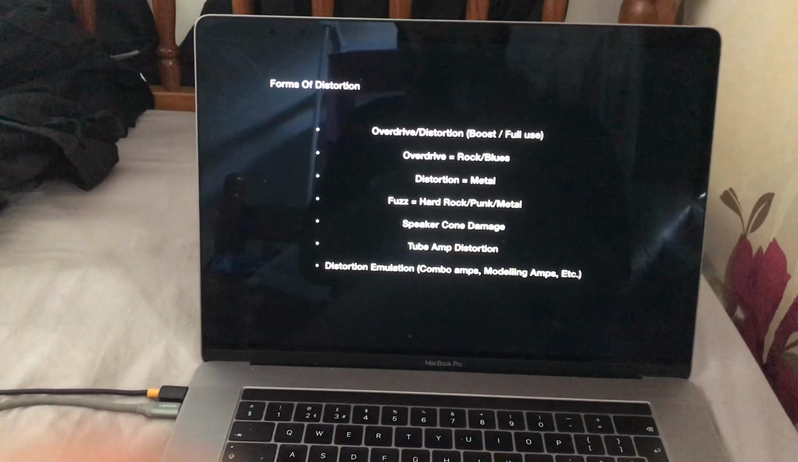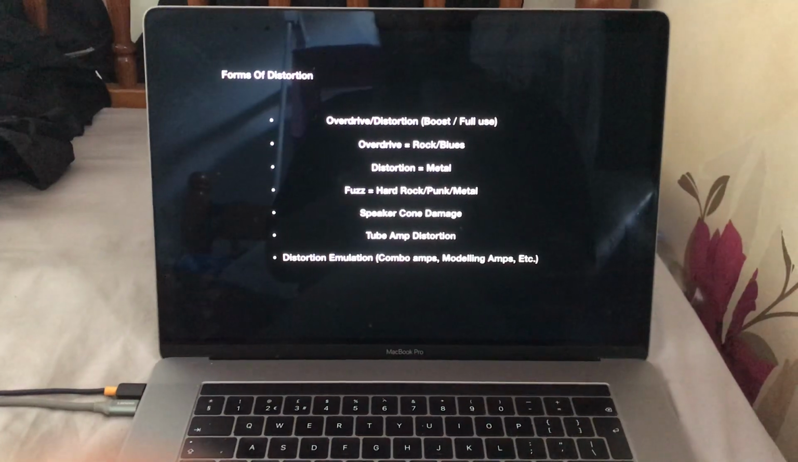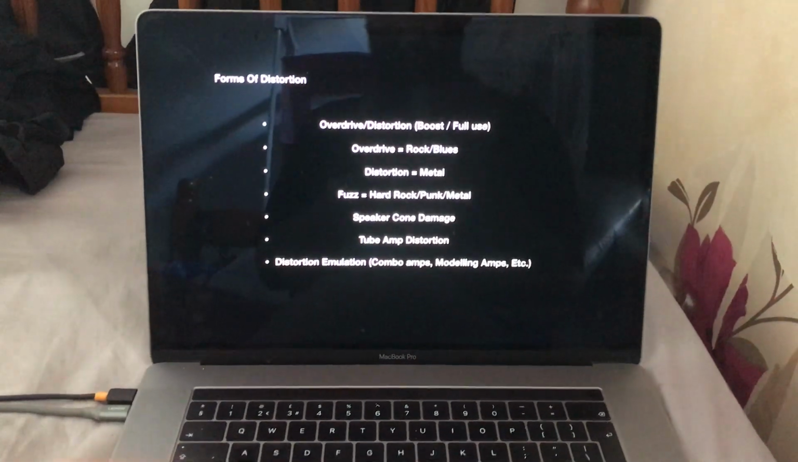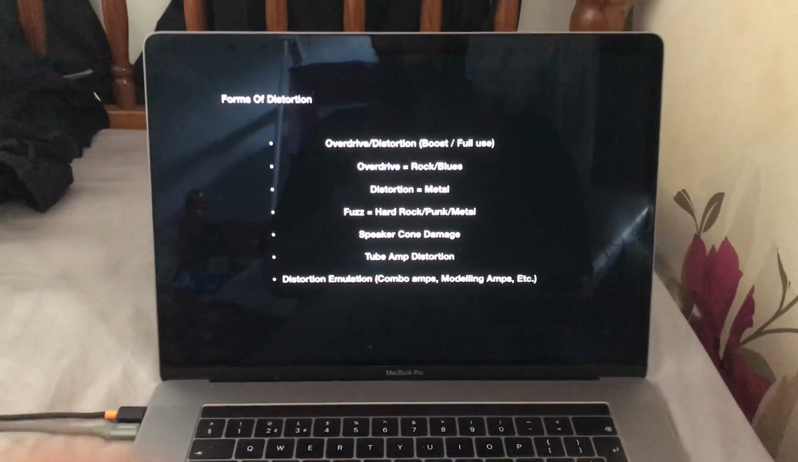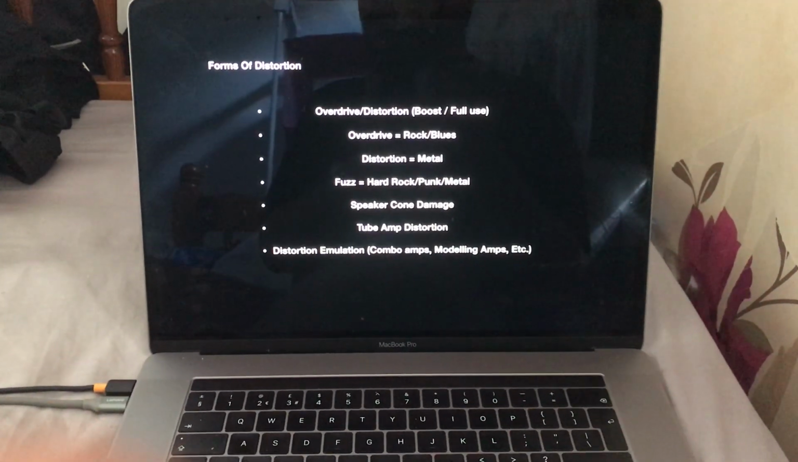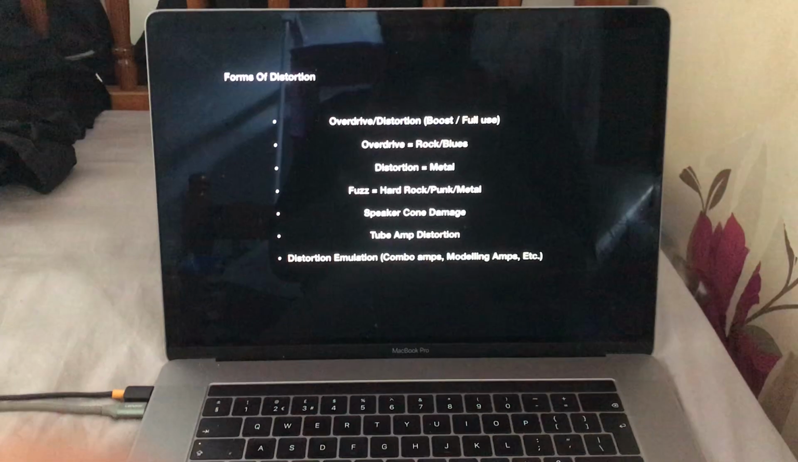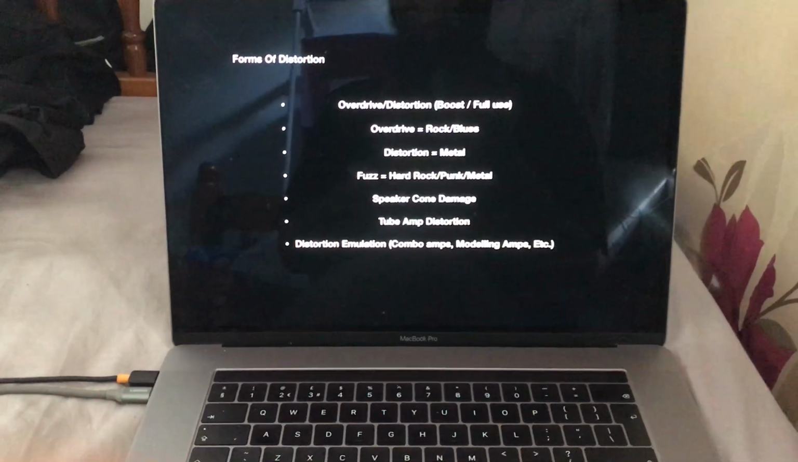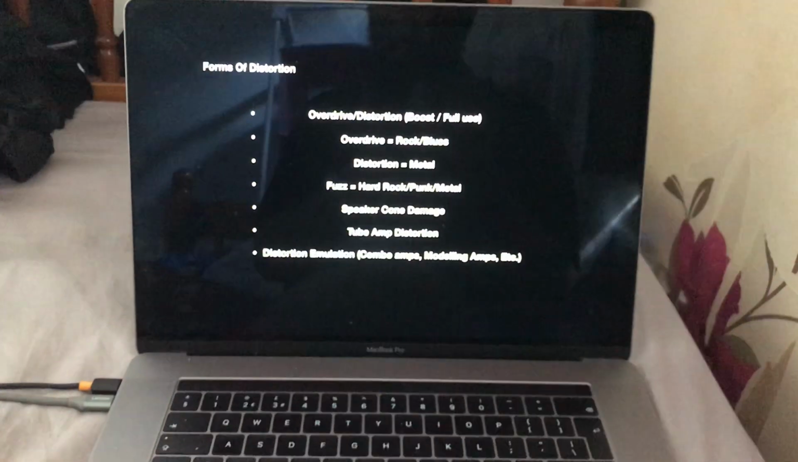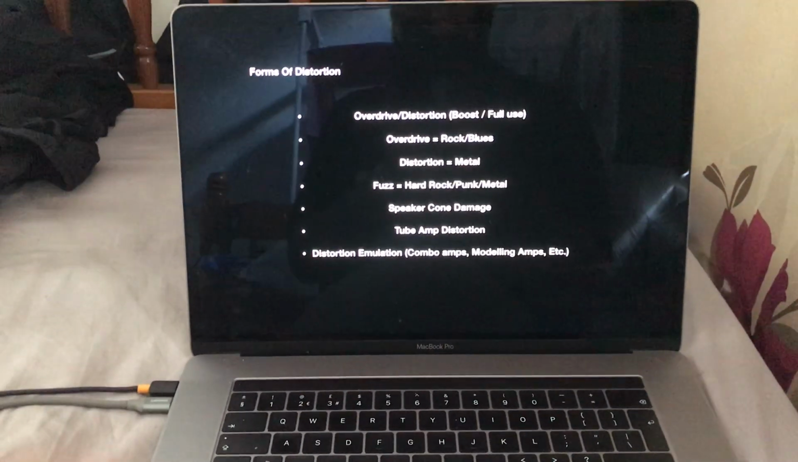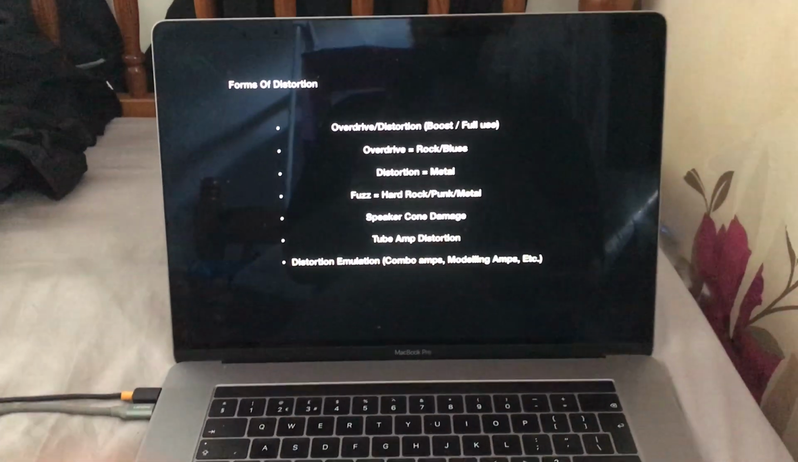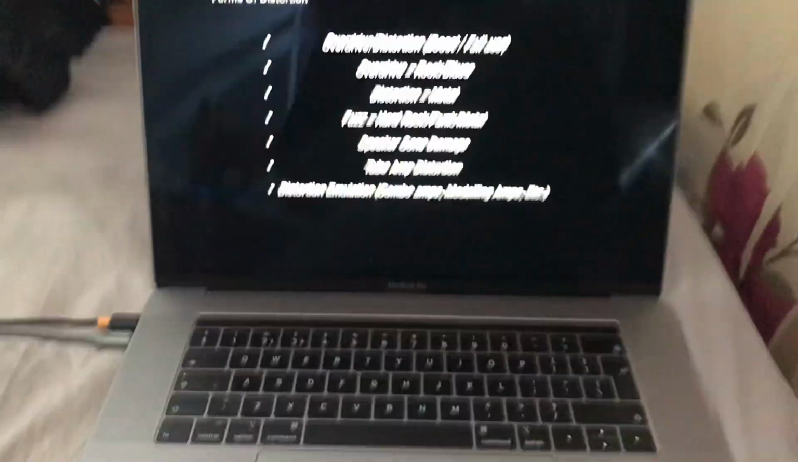Finally, a more important topic is distortion emulation, such as combo amps and modeling amps. These are modeling amps that access a database that allows you to download different guitar tones that have been modeled specifically to sound like different guitars or different amps in their combinations. Combo amps are miniature computers found within a guitar amp that allow you to switch between tones quite quickly, et cetera, et cetera.